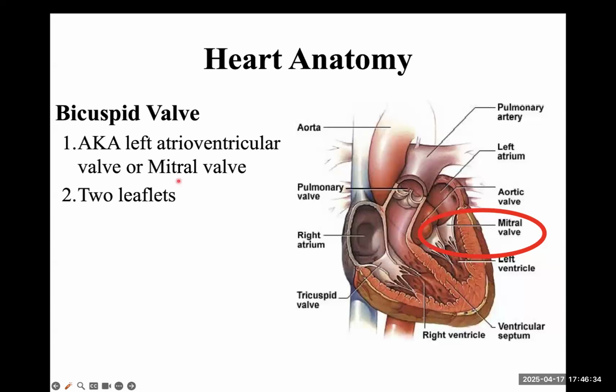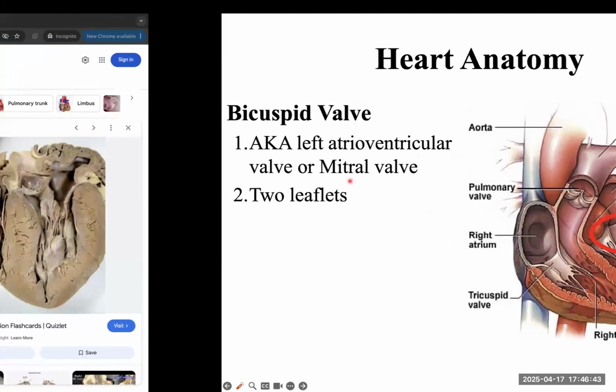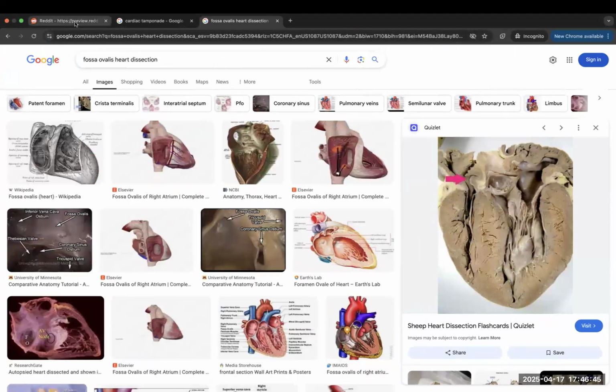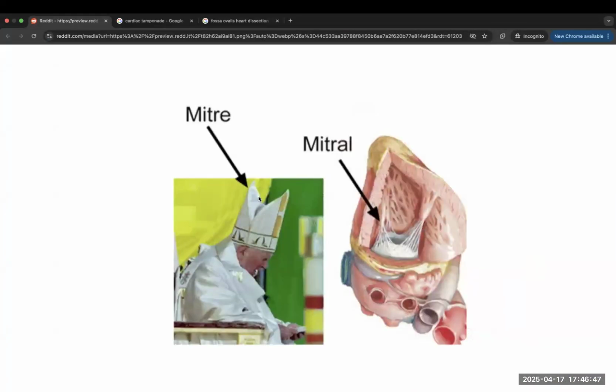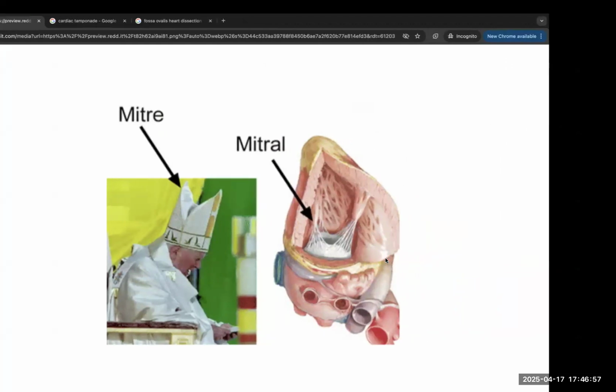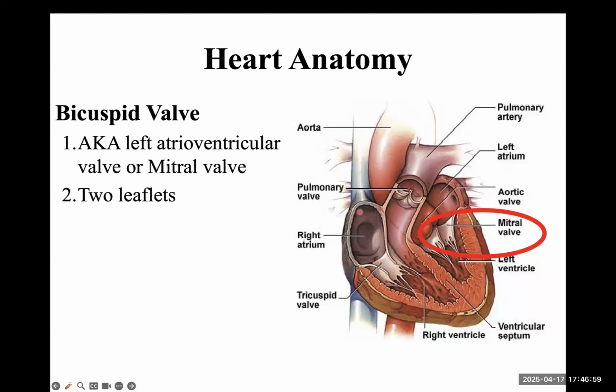So the third name is the mitral valve, and you might be wondering where that's coming from. That one stands for Pope's hat. If you look at Pope's hat, that's what it looks like, and the mitral valve is kind of shaped like Pope's hat. So that's where the name is coming from. It has 3 names: bicuspid, left AV valve, and mitral valve.